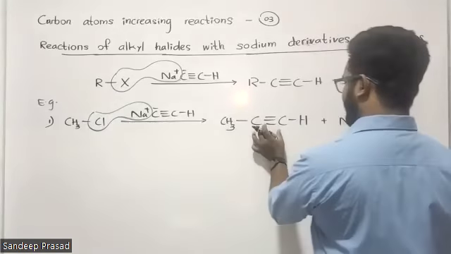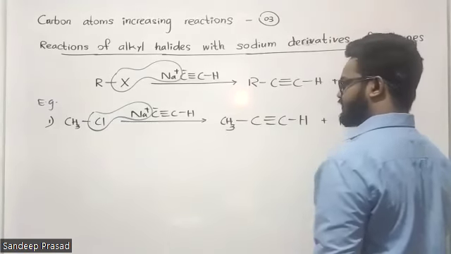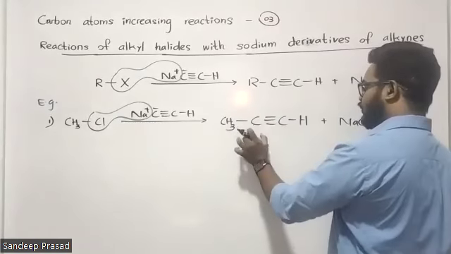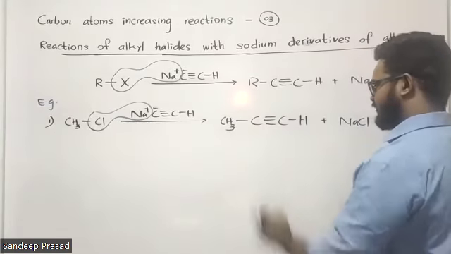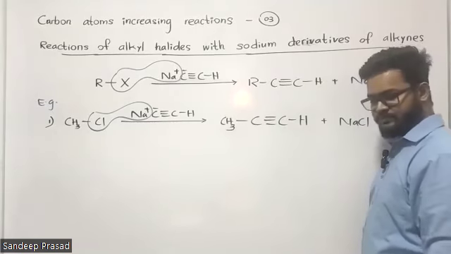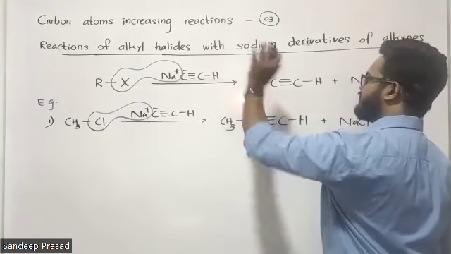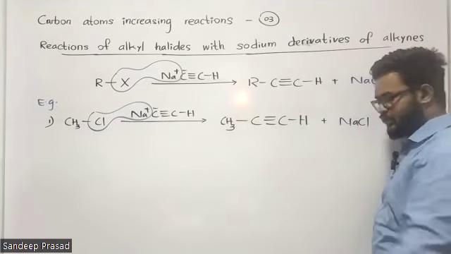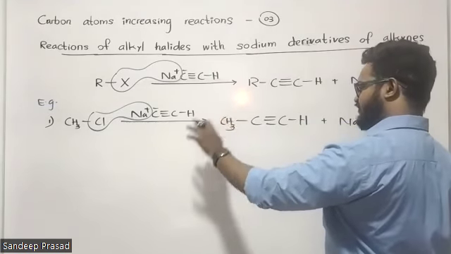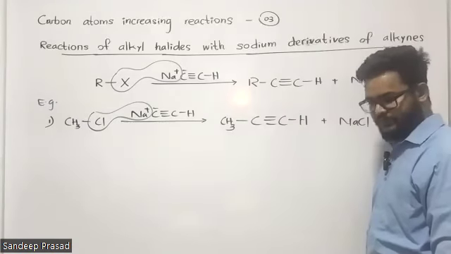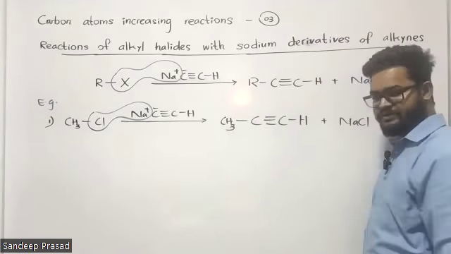So there, the alkyne group is actually connected to CH3. And here this CH3 is connected to another 2 new carbon atoms. Now in the parent carbon chain, there are 3 carbon atoms. So that's why we categorize this under carbon atom increasing reactions. So you can use this reaction in conversions in order to increase the number of carbon atoms. Try to understand, that is the importance of the reaction.